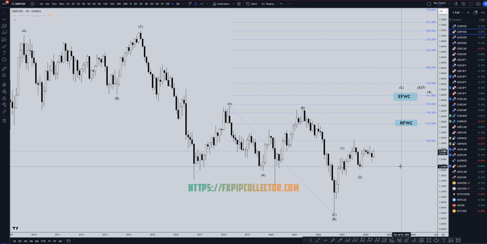Today is Friday, May 24th, and I'm going to be analyzing the pound US dollar, starting on the monthly, working my way down to the 1 hour time frame for the full top-down analysis.